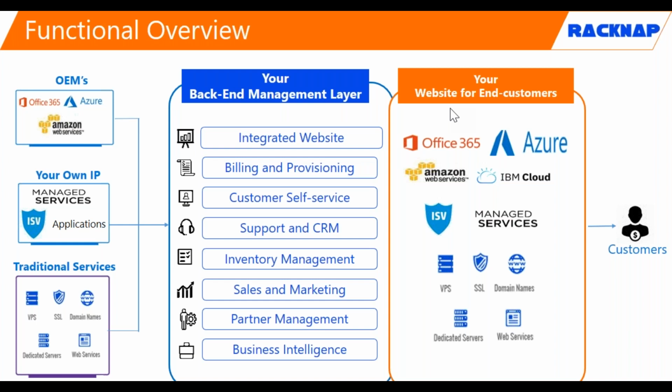So for that service delivery aspect, RackNap offers a storefront where you can display Office 365, Azure, Reserved Instances, etc., and plus other cloud offerings or your own IP offerings, whereby your customers can buy from that storefront. What are the products you can display here? You can display OEM's products or your own products or some traditional services which are primarily, let's say, old age or traditional data center based services as well.